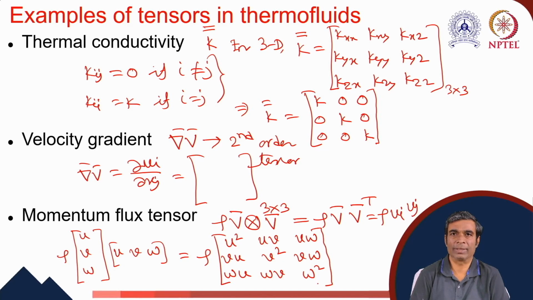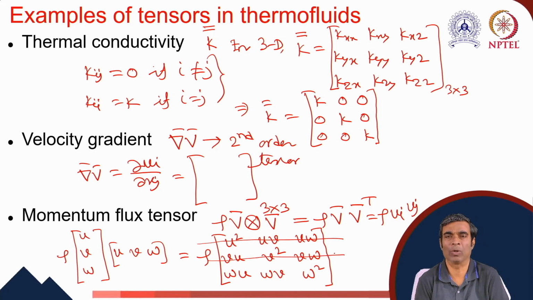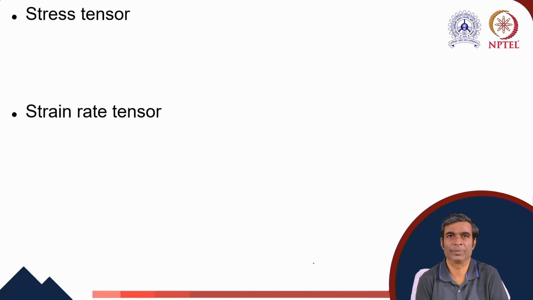This is the momentum flux tensor, and if you see here, the first row, these terms appear in the left hand side of the x momentum equation. The second row, these terms appear in the left hand side of the y momentum equation, and similarly the third row appears in the left hand side of the z momentum equation.